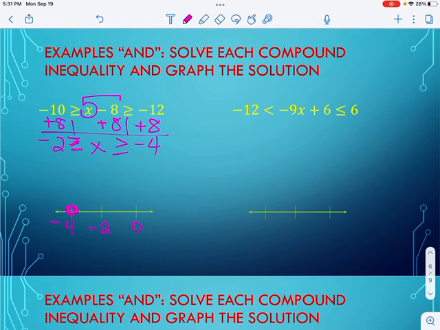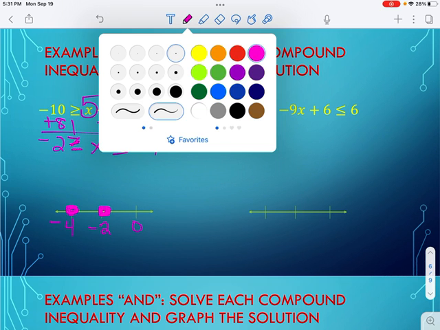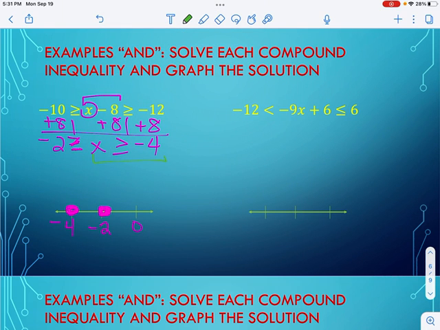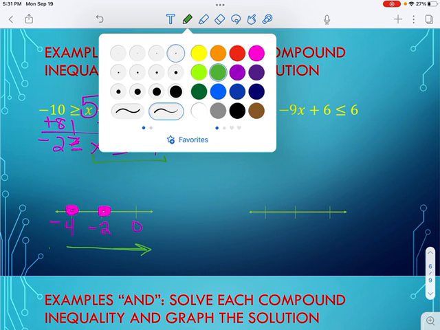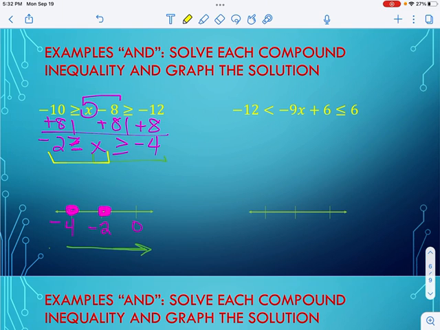So on both of these, they're both equal to, so I'm going to shade those both in. Now, if I read this, this part here says x is greater than or equal to negative 4. So that means we would shade going that direction. The second one here says that x is less than negative 2, which would start here and shade this way.